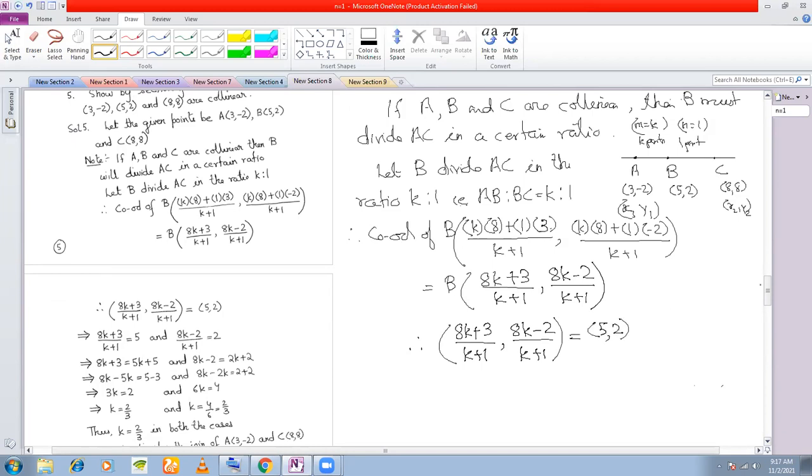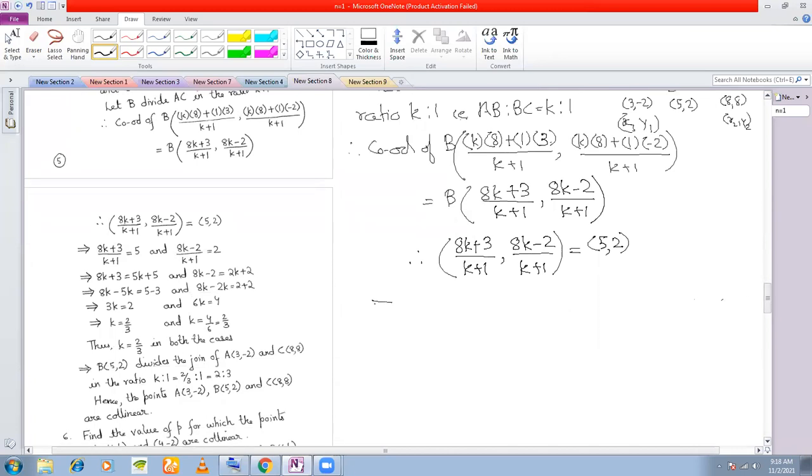(5, 2). Okay. So that means equate the x coordinate and the y coordinate separately. Now we are going to solve both the equations and find out the value of k. But the problem here is that we will get, shall we get two different values of k or shall we get the same value of k? Okay, so let's see. Solve the equations.